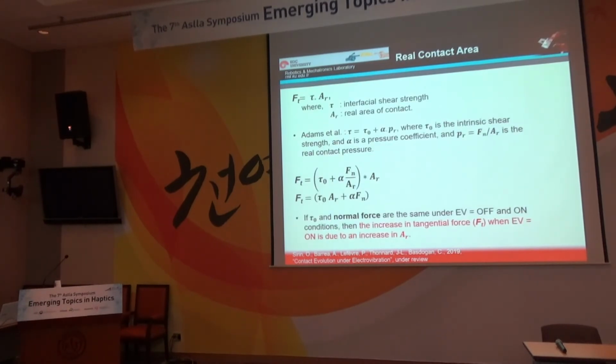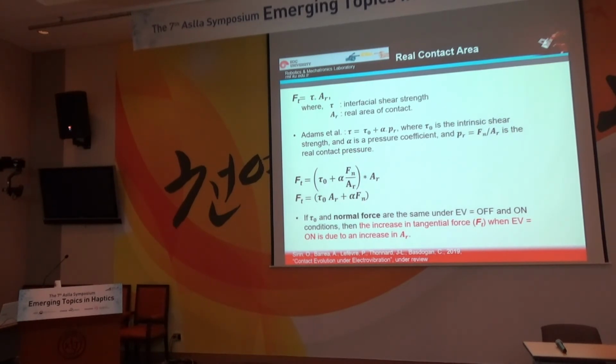If you look at this problem a bit more, there's a nice piece of work by Adams et al. The tangential force is given by a simple formula. Tau is the shear stress, and A_R represents the real contact area. Adams et al. suggest inserting a simple relation for the shear stress: tau 0 is a constant called the intrinsic shear strength, and alpha is another constant, the pressure coefficient. P is the pressure, and you insert F divided by the real area for the pressure. Then you end up with something like this.